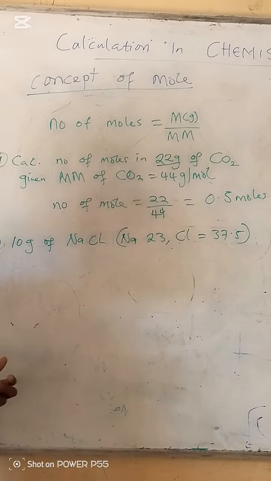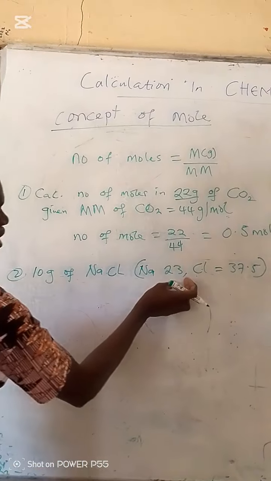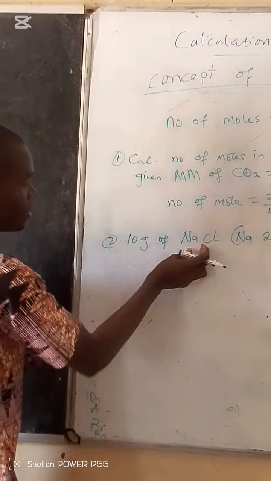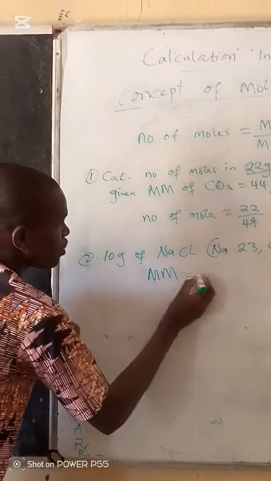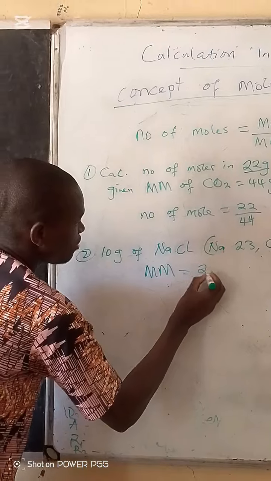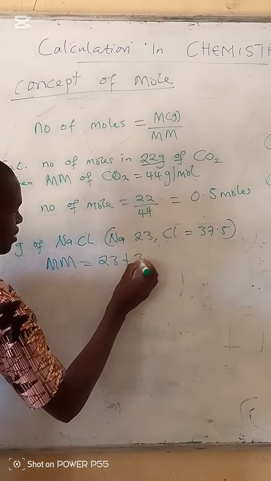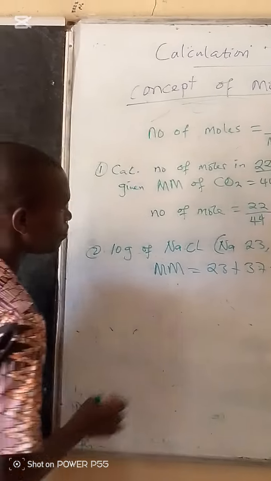So now we are not given the molar mass directly, so we are going to calculate it from the masses of the elements that the compound contains. So what is the molar mass now? Molar mass is equal to, for sodium is 23, so we have 23 plus, for chlorine is 37.5, so 37.5. What will this give us?